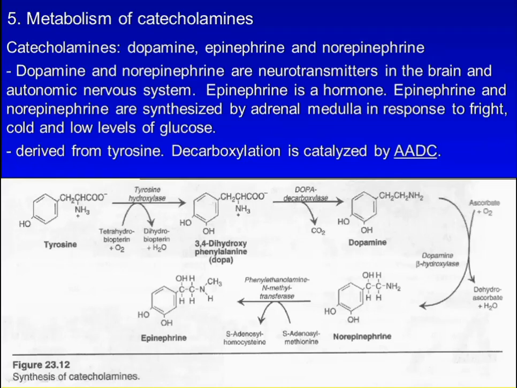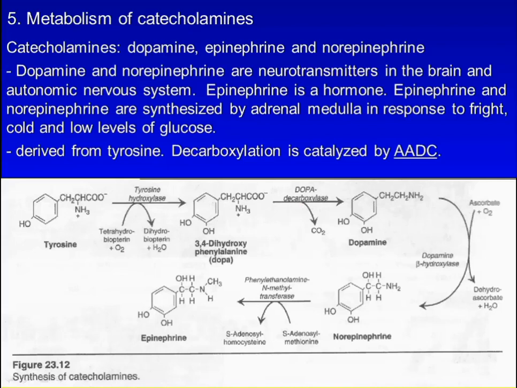Catecholamines are derived from tyrosine in 4 steps. The first step is addition of a hydroxyl group. It is catalyzed by tyrosine hydroxylase. This enzyme requires tetrahydrobiopterin as a coenzyme. Second step is decarboxylation, catalyzed by AADC that I described to you earlier.